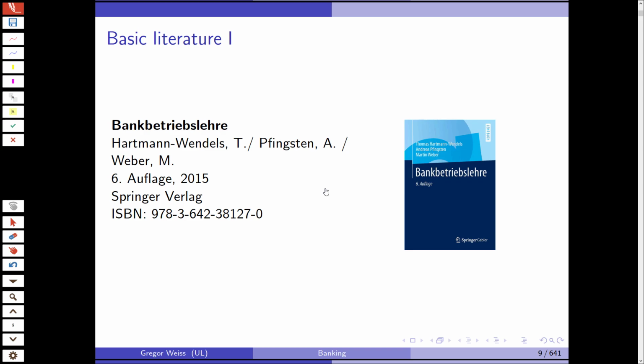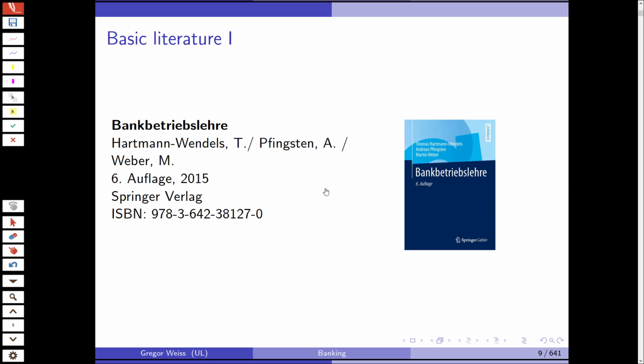Now, you don't need a textbook. If you desperately want to read more about this, you can take a look at these textbooks. Unfortunately, they're in German. If you are not fluent in German, you can use this as a nice exercise to practice your German.